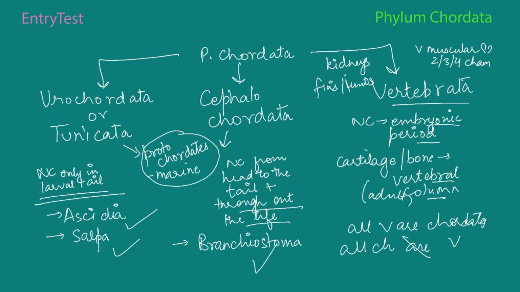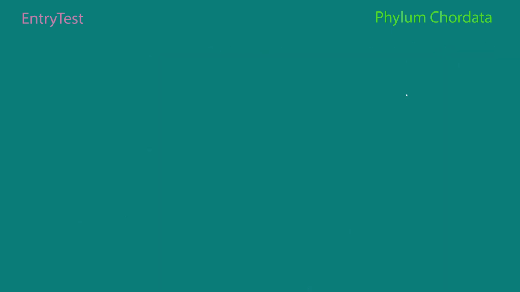And a few extra features are that they also have a ventral muscular heart with 2 or 3 or 4 chambers. Kidneys are present for osmoregulation and excretion, and fins or limbs are present as extra appendages. So the next division that we have to know about is the subphylum Vertebrata.